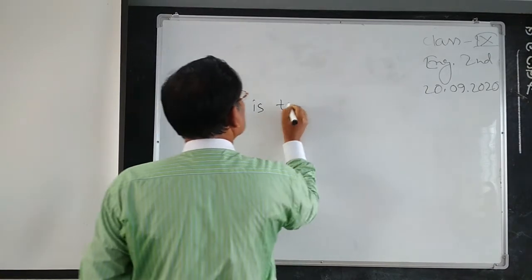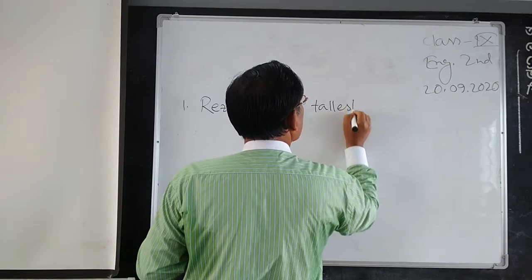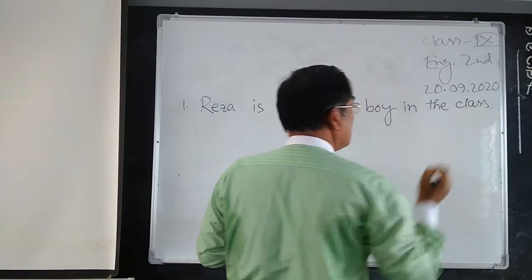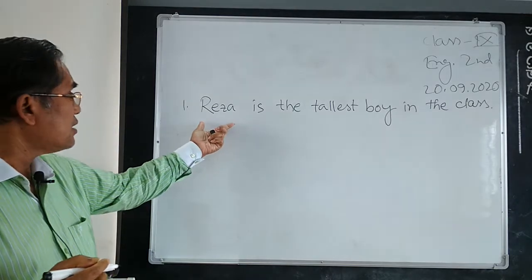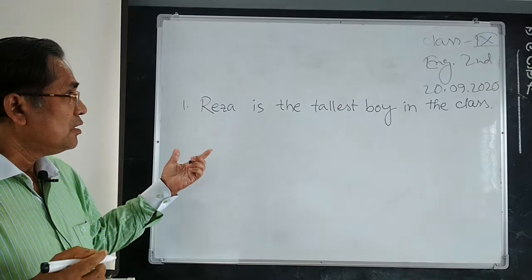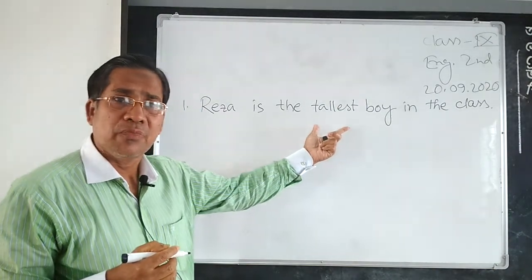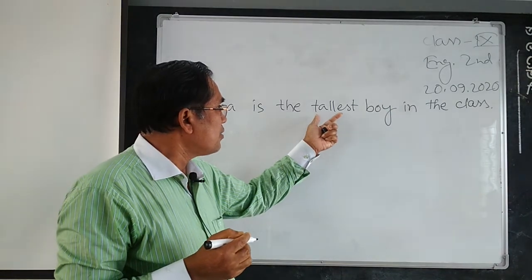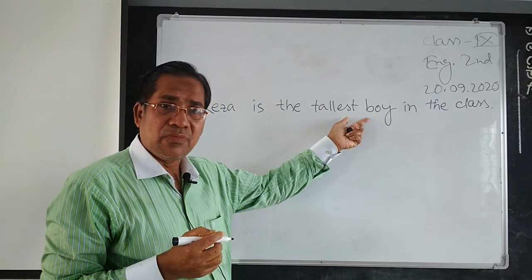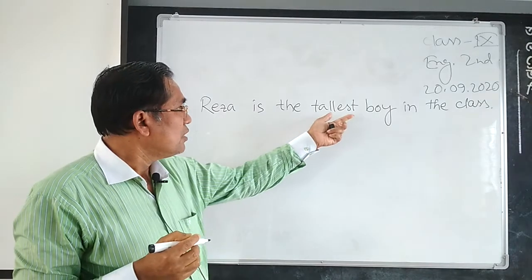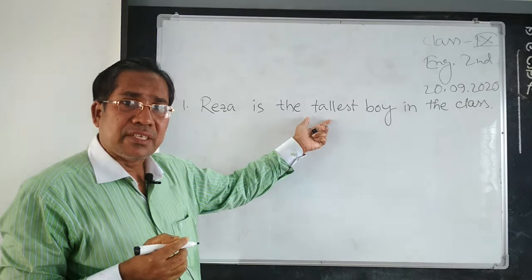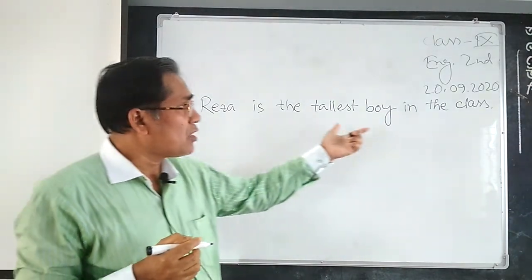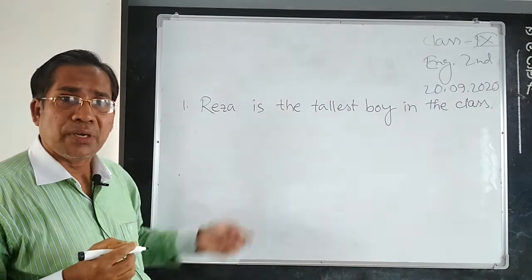Reza is the tallest boy in the class. You can see a sentence on the blackboard that Reza is the tallest boy in the class. This sentence is in the superlative form because we can see the adjective tall, and at the end of this word, est. When we see est after an adjective, it is called superlative form. So, Reza is the tallest boy in the class. This sentence is in the superlative form.